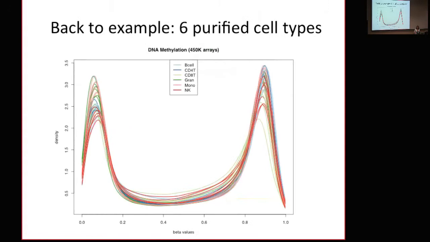Okay, so let's go back to our DNA methylation. This is the distributions of the 36 samples of the 6 different pure cell types. So I'm plotting all the methylation values for one sample. That's one line. And then all the methylation values for the second sample. That's another line. The colors represent the 6 different cell types. And the question is, should we apply quantile normalization to this data?